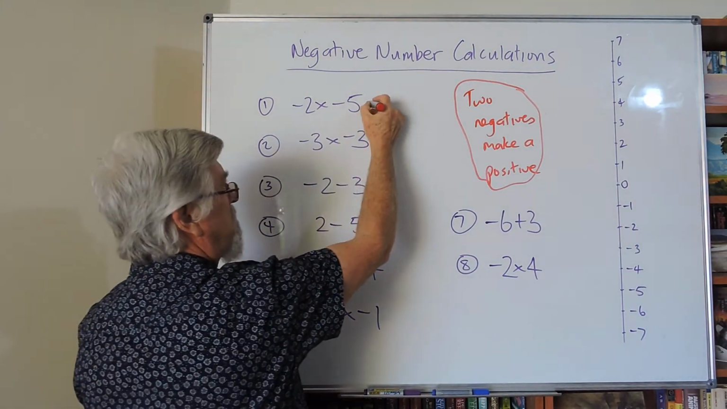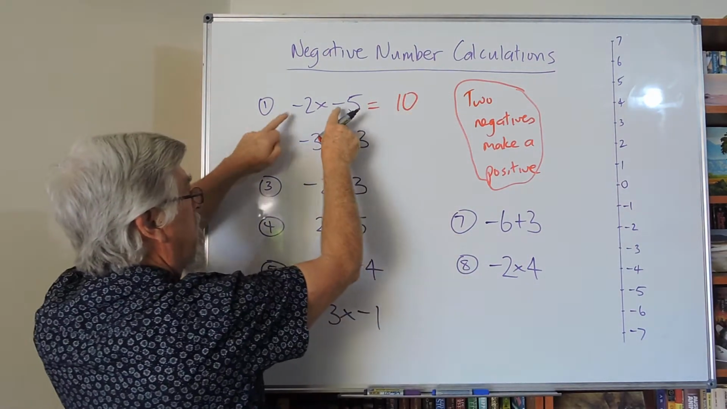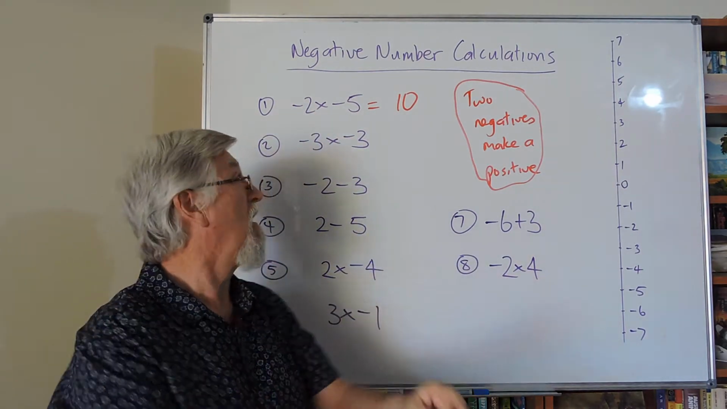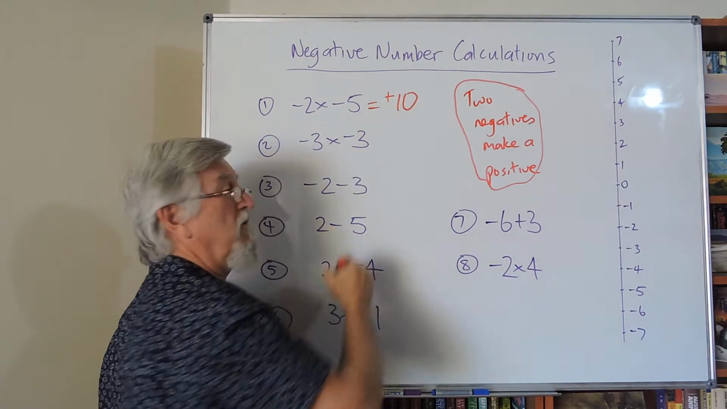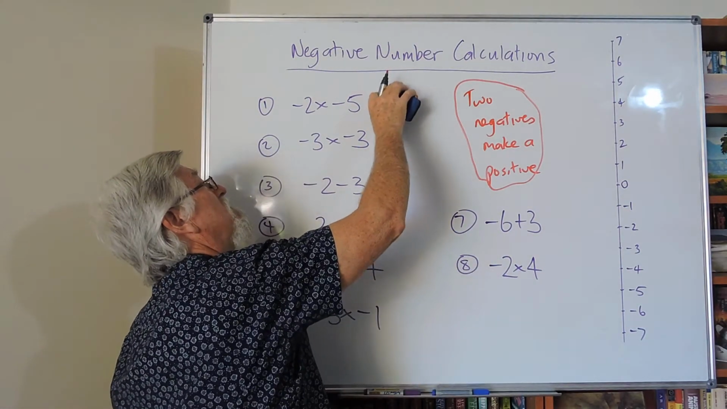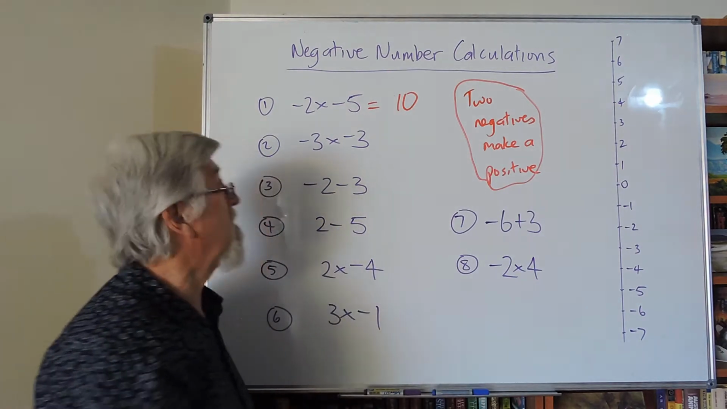-2 times -5 is just 10. And those two negatives, when we're multiplying, become a positive. I can write positive 10, but I don't have to write the positive. If we don't write the positive, it means we've got a positive 10.